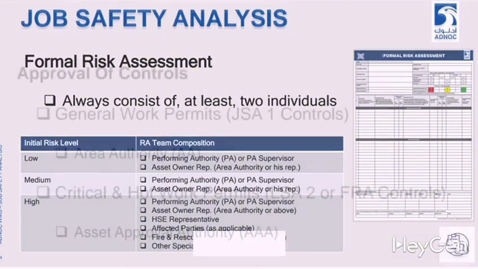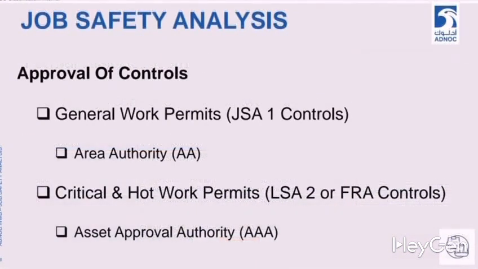In the FRA approval, it is mandatory to report for any high risk, low risk, or medium risk activities. The permit and the approved attached JSA will determine who will give the approval. So, if we need to work on a general work permit for which we will provide JSA Level 1 controls, the approval can be given by our area authority, AA, or shift controller. Upon this approval, we can start any work on the general work permit.